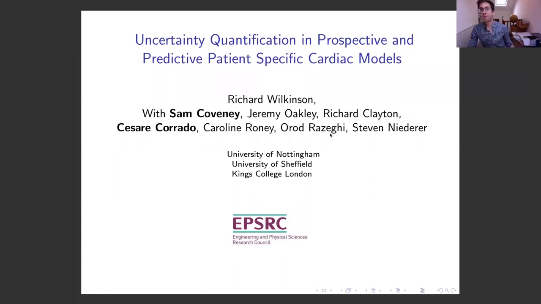It's a big applied problem across multiple sites. What we're trying to do is uncertainty quantification for patient-specific cardiac models. Stephen Niederer is the PI of the project. Myself, Jeremy, and Richard are the co-investigators, and the postdocs who've done most of the work here are Sam Coveney, who's done a lot of the work I'm going to talk about, Cesare Corrado, Caroline Roney, and Arad Orezegui.